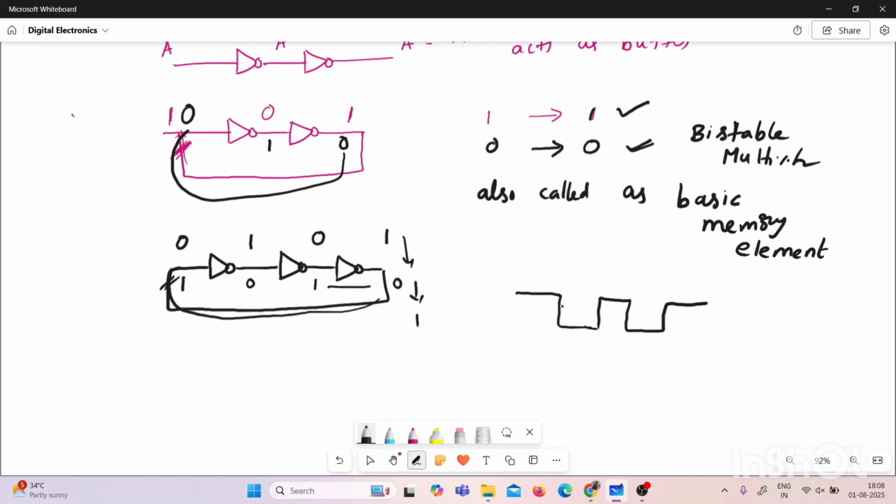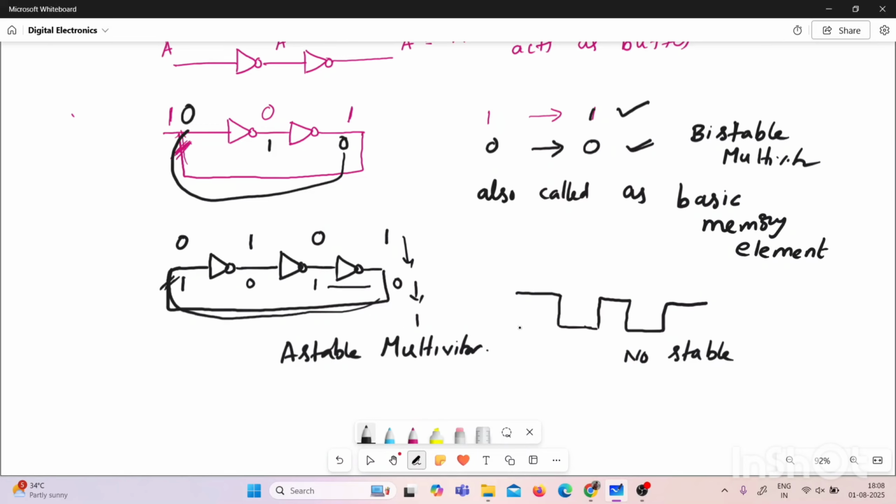That means the output does not remain in the same stable state. The state is continuously changing. So there is no stable state at all. That means no stable output is maintained at all. That's why, since there is no stable state, this circuit acts as an astable multivibrator. So the point is, to provide an astable multivibrator, we need to connect an odd number of inverters in cascade with feedback connection.